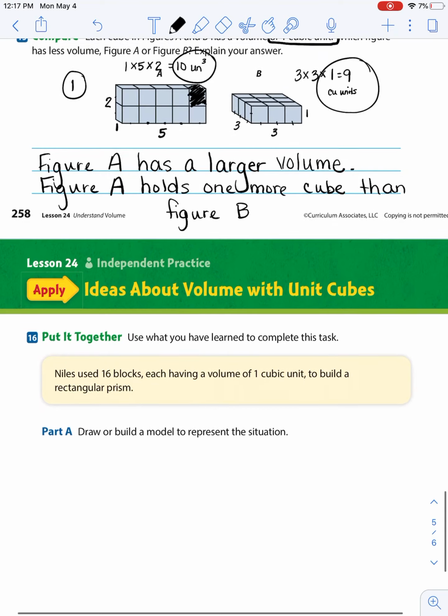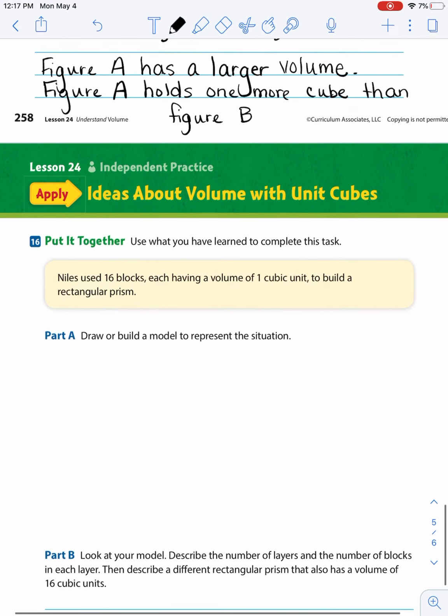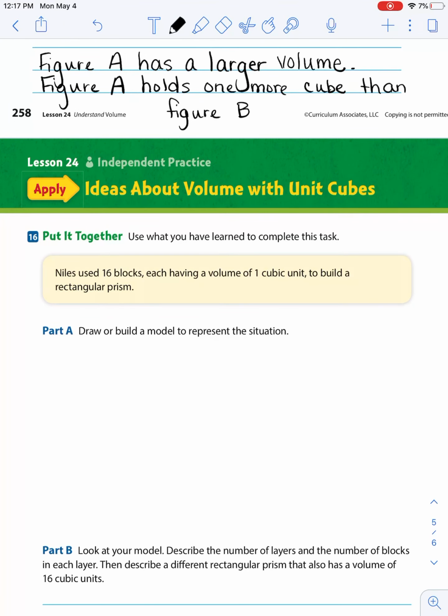Moving on to number 16. Niles used 16 blocks, each having a volume of 1 cubic unit, to build a rectangular prism. So he's going to build some type of a rectangular prism. We had to kind of skip that lesson, so please, please, please go back to the lessons about naming 3-dimensional shapes. Rectangular prism is a 3D rectangle. But this could be turned upside down the other way and be kind of taller than it is wider.